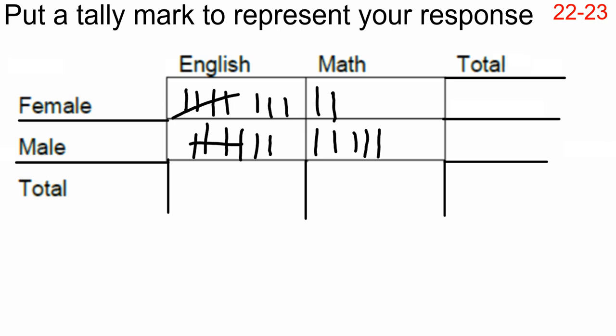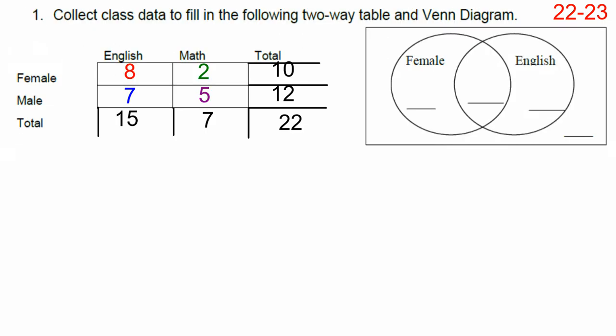If I take a look, I had 8 students that were female that preferred English versus 2 female students preferring math, 7 male students that preferred English, and 5 male students that preferred math. Remember, with your two-way table, you always want to do your totals horizontally and vertically. The total number of people surveyed would always be in that total right-hand column. So we had 22 students take the survey.